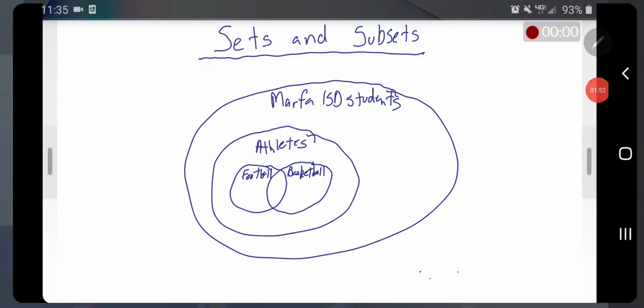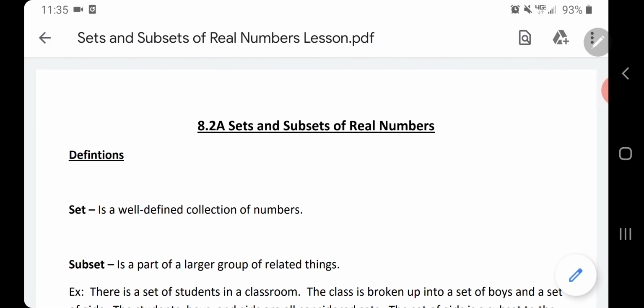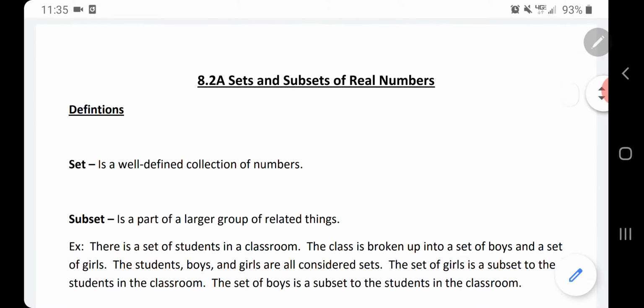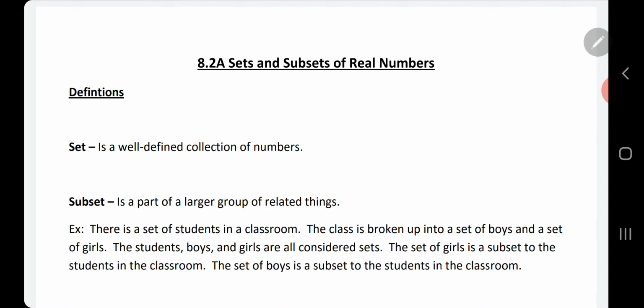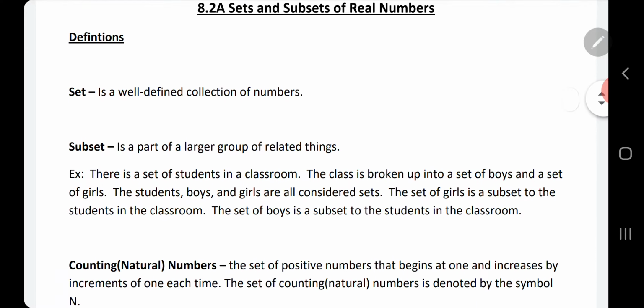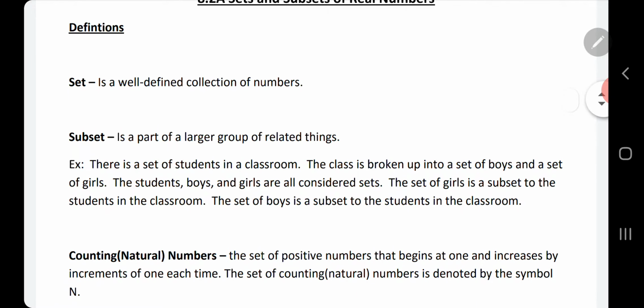All right, guys. So let's go look at some definitions real quick. Sets and subsets of real numbers. A set is a well-defined collection of numbers in this case. A subset is a part of a larger group of related things. For example, there is a set of students in the classroom. The class is broken up into a set of boys and a set of girls. The students, boys, and girls are all considered sets. However, the set of girls is a subset of the students in the classroom, and the set of boys is a subset of the students in the classroom as well, because both sets belong to the classroom.